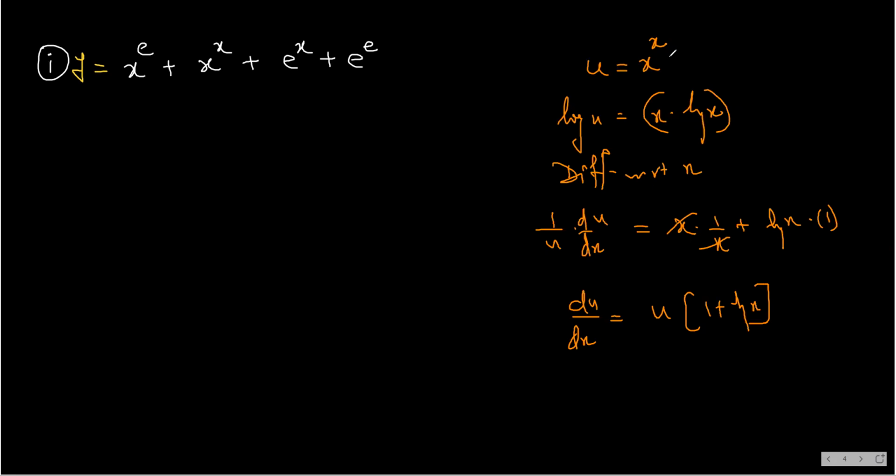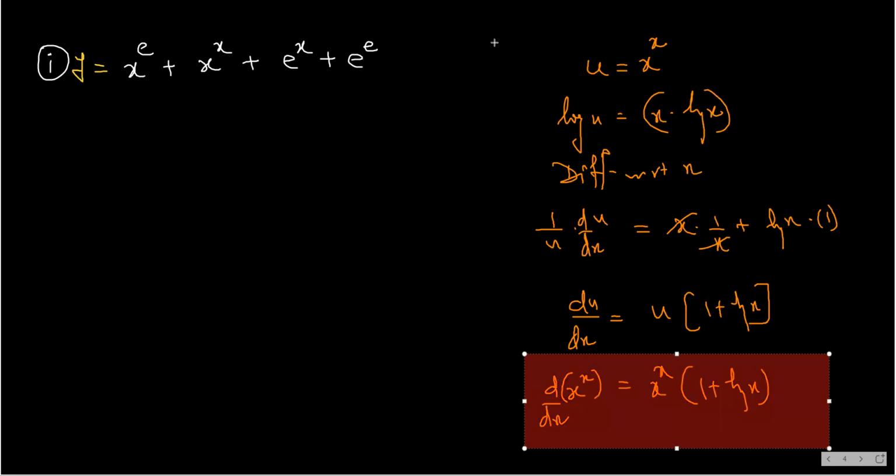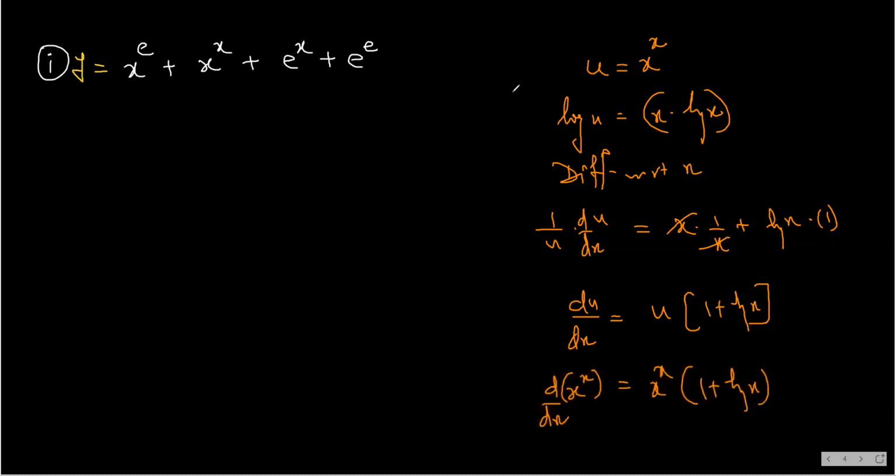And what is u? u is x raised to x, so you can substitute for u. Therefore d by dx of x raised to x is x raised to x into 1 plus log x. What I suggest is that it is time you learn this and commit it to your memory. This one is to be learned by heart: d by dx of x raised to x is x raised to x into 1 plus log x.